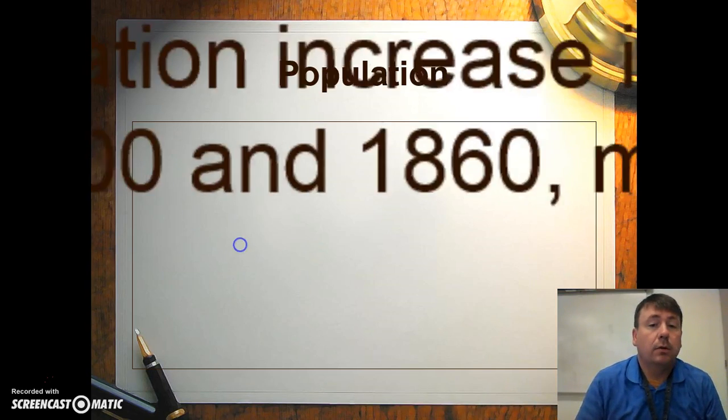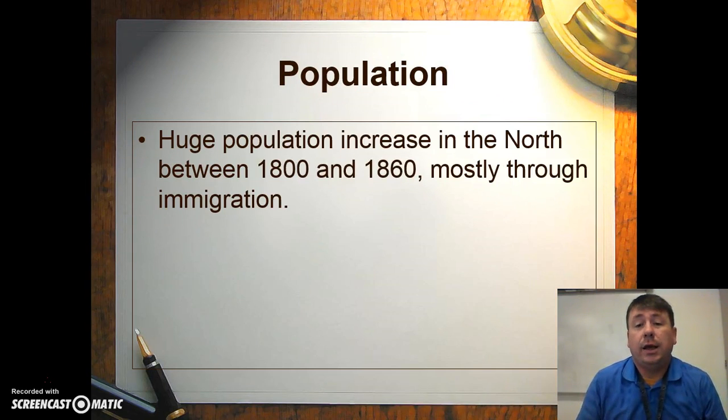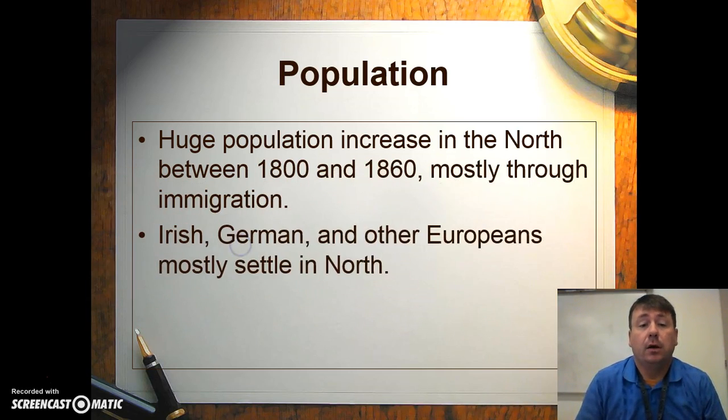Population. Between 1800 and 1860, the North had a huge population increase. Most of that came through immigration. People basically leaving one country and coming to the United States. There were Irish, German, and other Europeans that mostly settled in the North. A lot of them are called old immigrants, basically Europeans that were from Western Europe. And we'll learn more about that a couple months from now when we talk about immigration in the country.